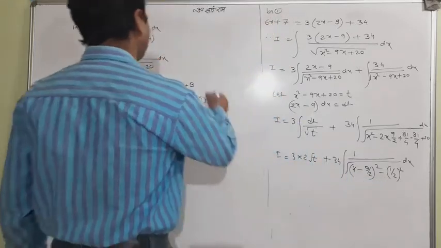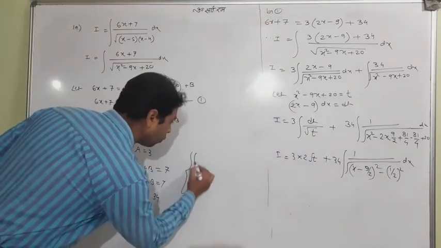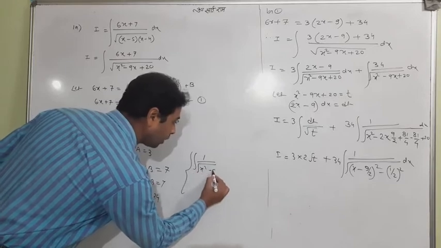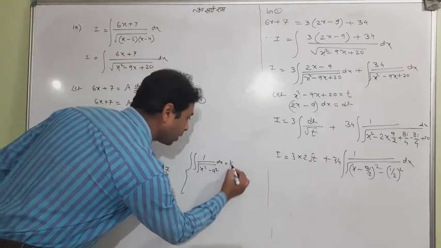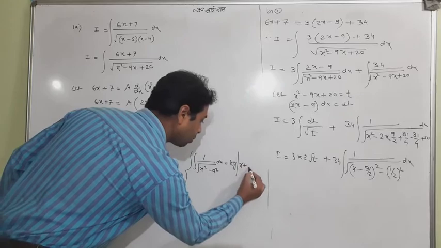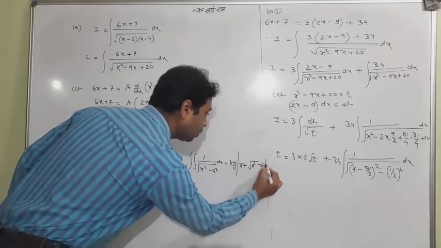And you can use the formula for 1 upon x² − a². So what is the formula? You remember that the integral of 1 upon root of (x² − a²) dx is log of x plus root of (x² − a²). This is the formula, guys, you can use it.